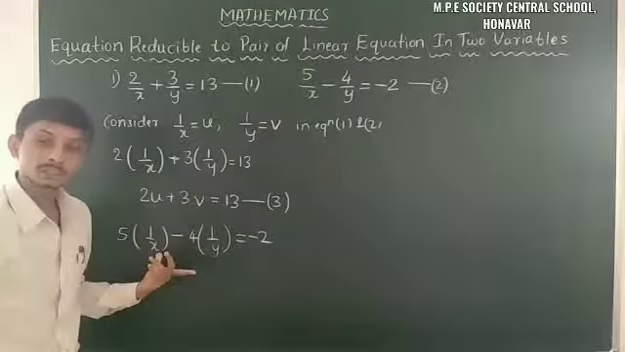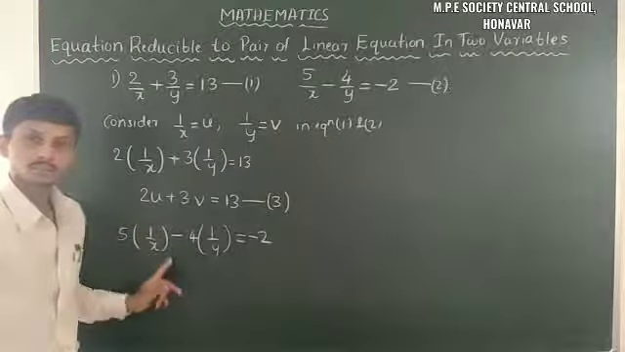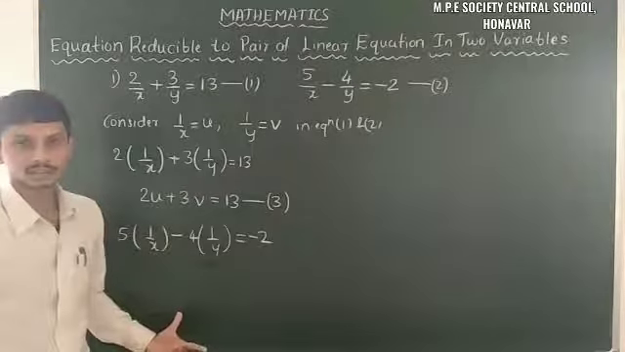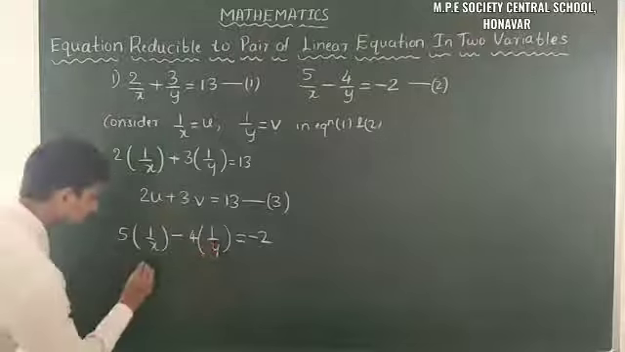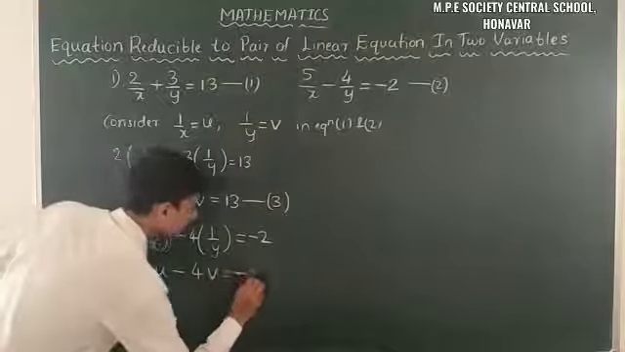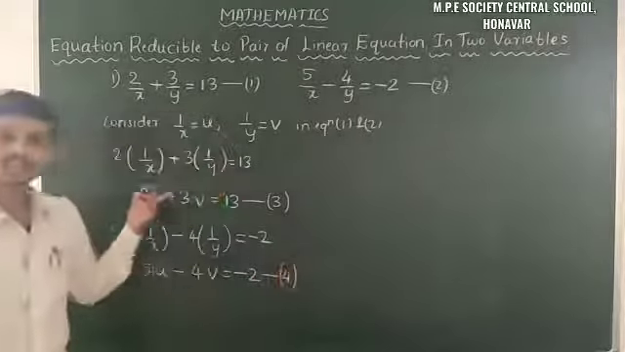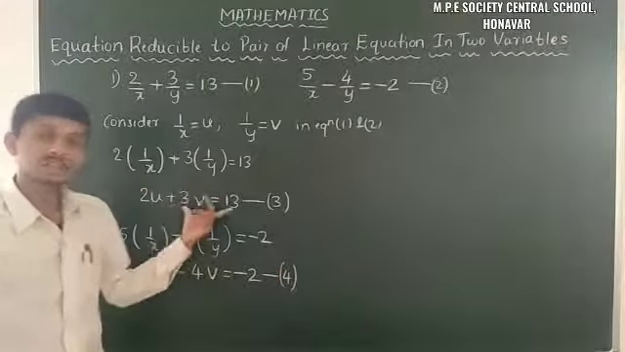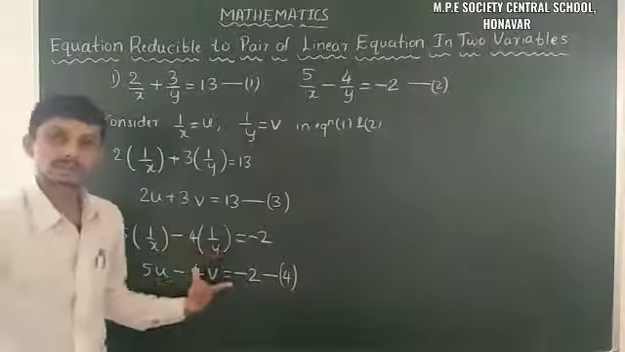Check that the value of the equation is not disturbed. 5 into 1 by x is 5 by x, so it is not disturbed, that means it is correct. So take 1 by x as u and 1 by y as v. That is 5u minus 4v is equal to minus 2. This is equation number 4. So these are in the form of a pair of linear equations in two variables. Equation 3 is a linear equation in two variables, and equation 4 is also a linear equation in two variables.